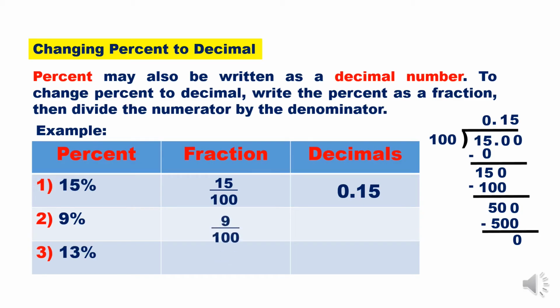While 9% in fraction, 9 hundredths. In decimal, 0.09. Lagyan ng 0 after decimal point, 0 as placeholder. Then 13% in fraction, 13 hundredths. In decimal, 13 hundredths or 0.13.